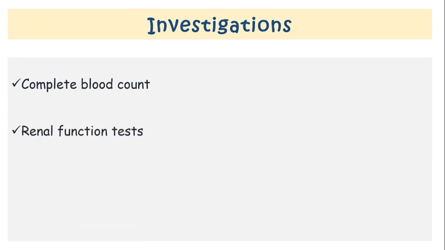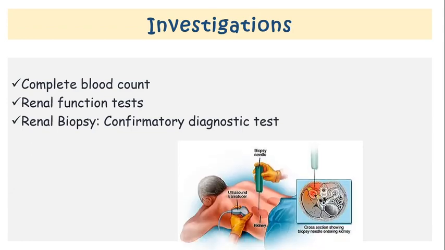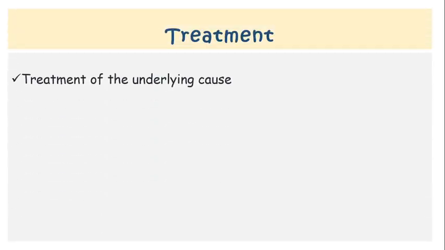Right, so here are the diagnostic investigations. You do a complete blood count, then renal function tests and kidney biopsy. Kidney biopsy is the most confirmatory diagnostic test, because it shows the exact pathology of the disease. If you look at this picture, this shows how the biopsy needle is inserted in order to obtain kidney tissues for biopsy.